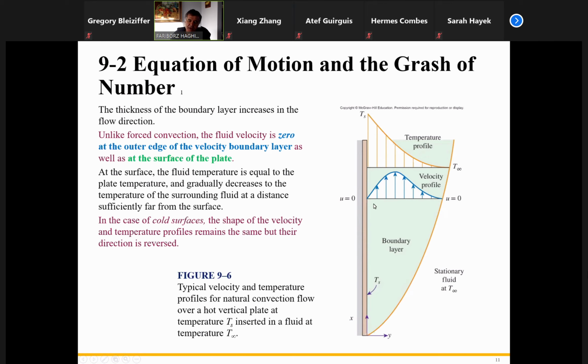At the same time, because of the no-slip condition, the viscosity on the surface makes the velocity 0. The velocity here is 0 because of the viscosity. As we get further away, the temperature difference is less. Therefore, the density difference is less. Therefore, the velocity becomes 0. Okay, let me move on. If you have any question, please do ask.